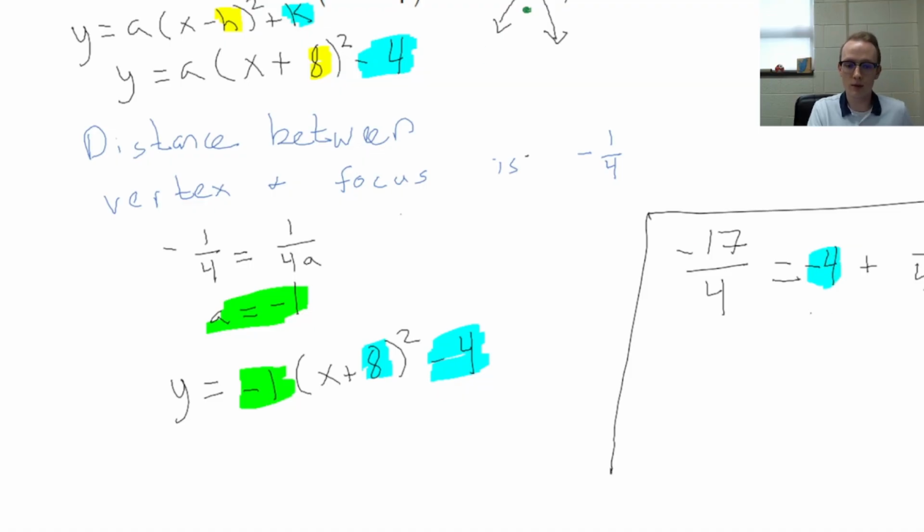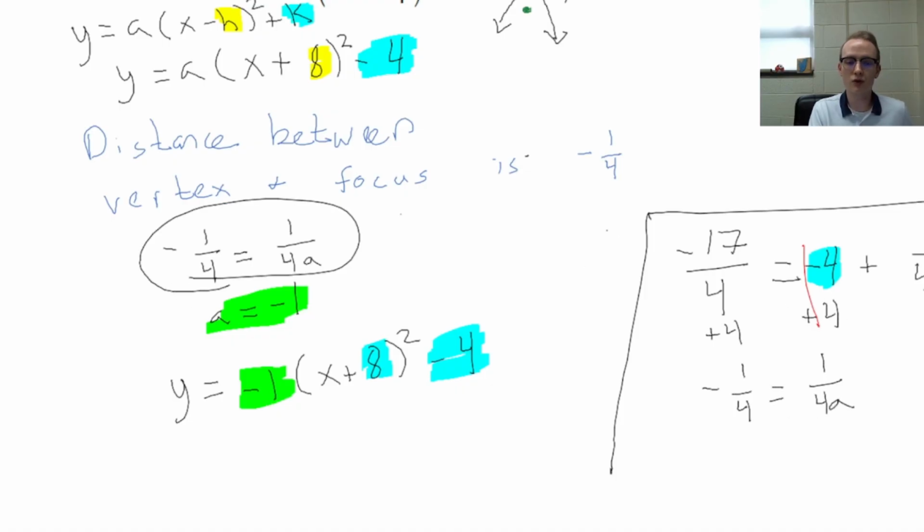Okay, so our first job would be to add 4 to both sides to get 1 over 4a by itself. Negative 17 over 4 plus 1 over 4 is negative 1/4 equals 1 over 4a. And then we're exactly where we started over here. So this is just if you're struggling to find the distance between your vertex and your focus, something you could write if you would rather solve an equation to find that distance and then solve for your a value. But again, it's just the distance between your vertex and your focus. The distance between those two things is equal to 1 over 4a.